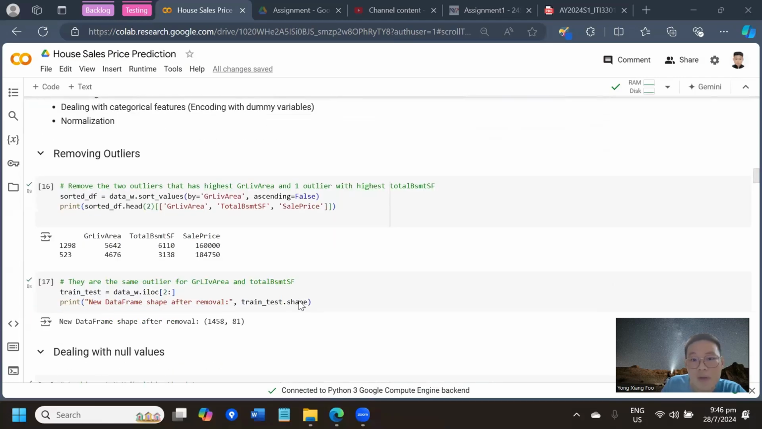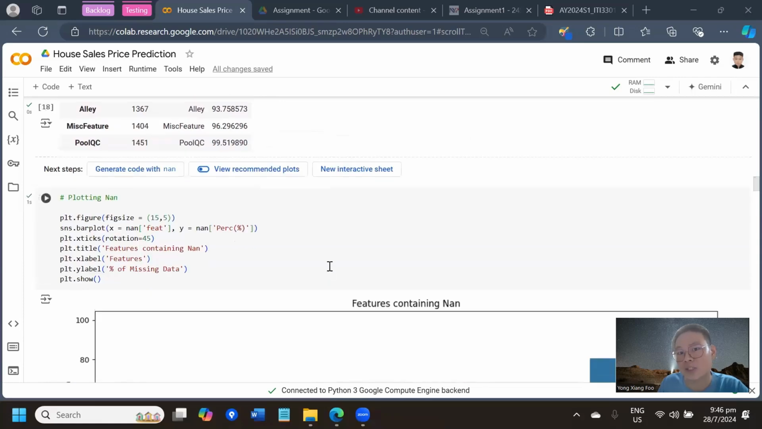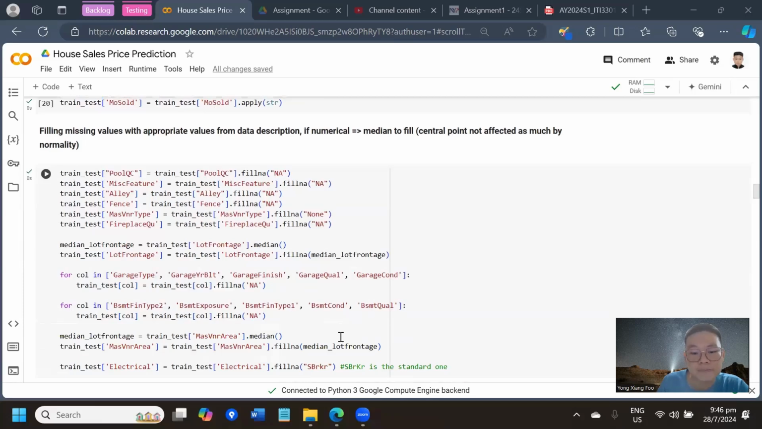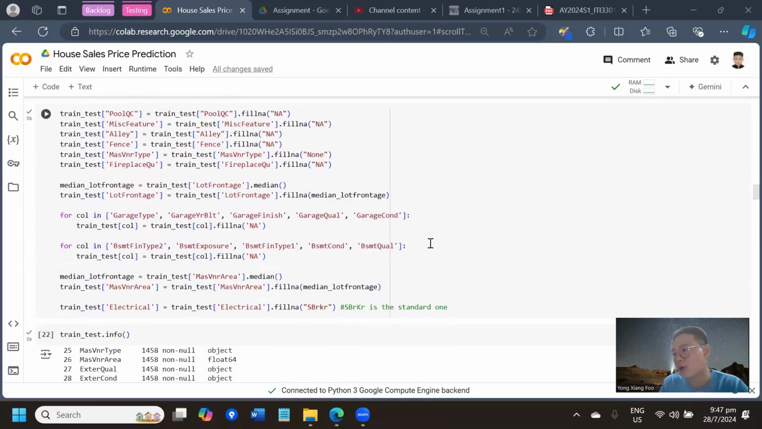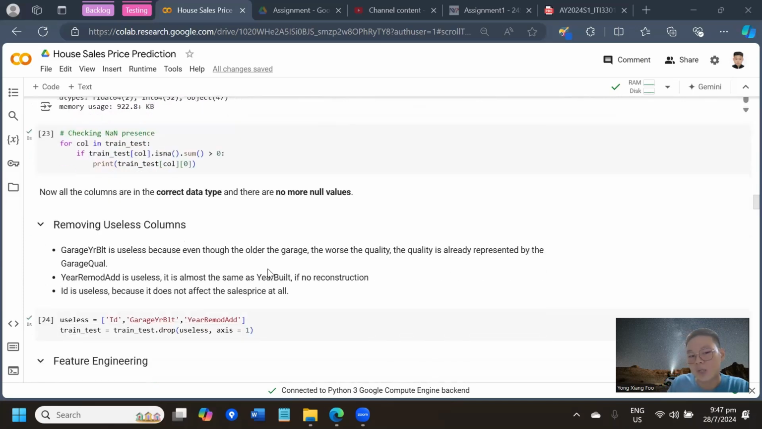Then I deal with the null values which some columns have. I deal with those null values by looking at the data description text. Then I see that for some null values, I can replace them with NA or None. If it's numerical, I will replace it with the median of all these values, because the median accurately represents the middle, since some of these numerical data are skewed. Now there's no more null value, and I will remove the useless columns. Some columns have very little impact on the sales price, or don't make sense.